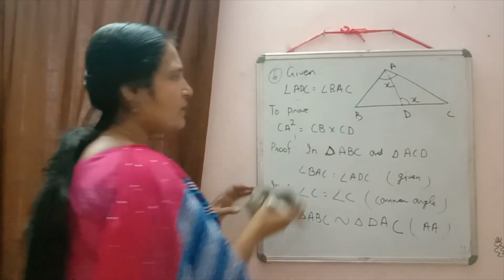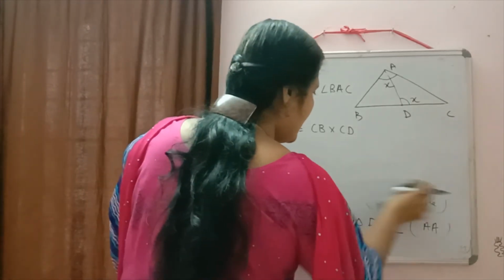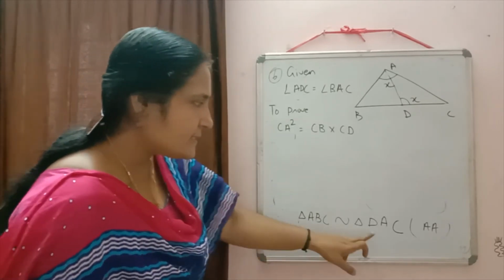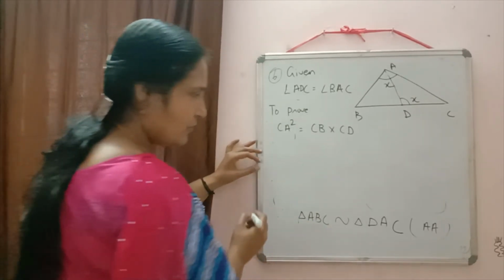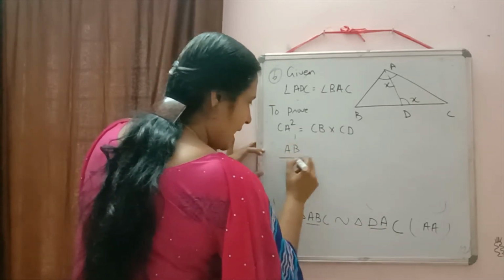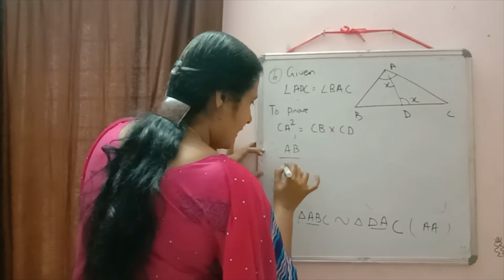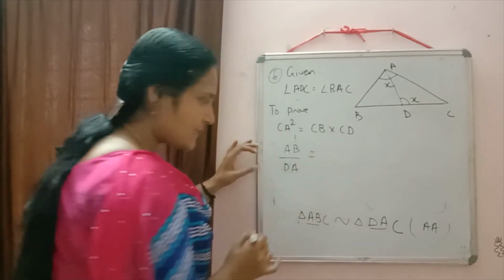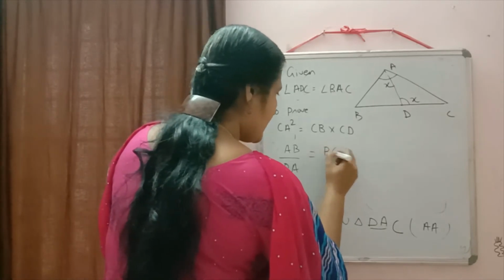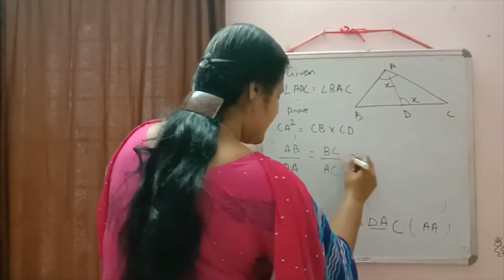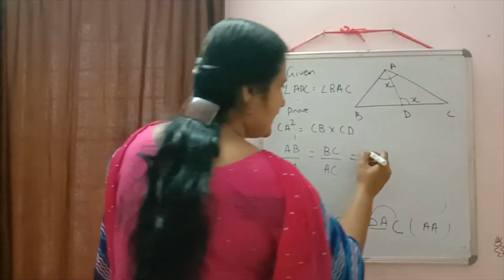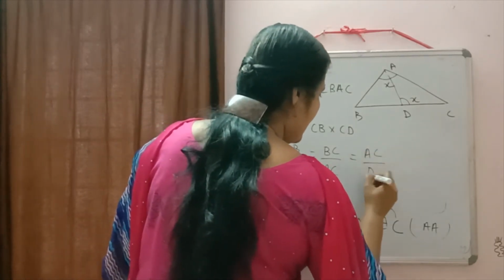Now we will write all the ratios, and which one we need, that we will use to prove the question. Corresponding sides will be in the same ratio. So just write down the ratio of each side. First side is AB by DA. Second side BC by AC. And the third one, what will come? AC by DC.